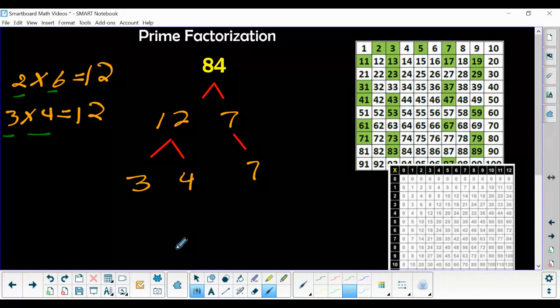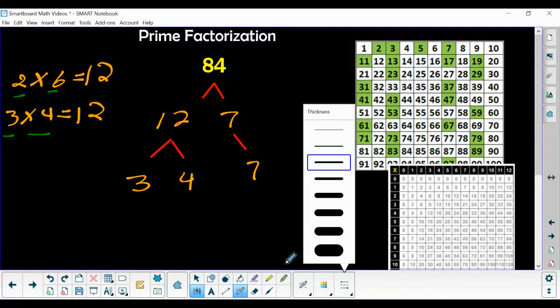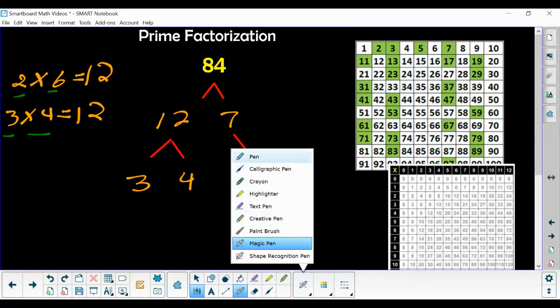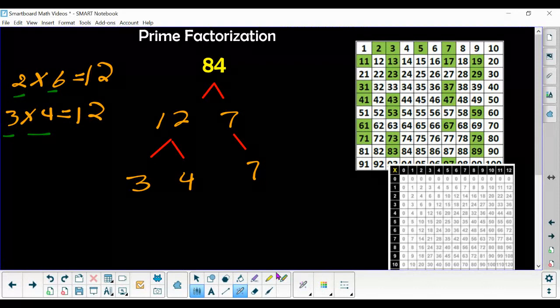Now, do I stop or do I continue? Here's how you can tell if your tree continues to grow or you branch out more. If any one of these numbers in this new row is a composite number, that means you must continue. And I spot one of them. Which one of 3, 4, and 7 is composite? That'll be number 4.